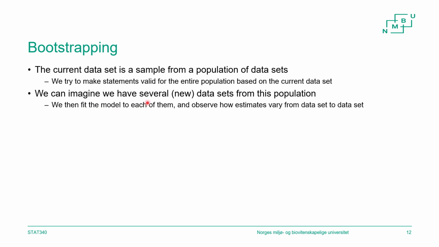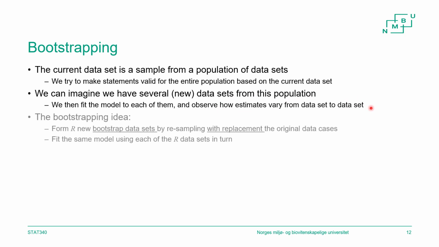So what we do now, we can imagine we have several new datasets from this population, and we fit the model repeatedly using the same approach to each one of them. Then we observe how the estimates vary from dataset to dataset. That's how variance comes into the estimates, right? Because datasets vary. Of course, we don't have all these new datasets. So how do we obtain this information?